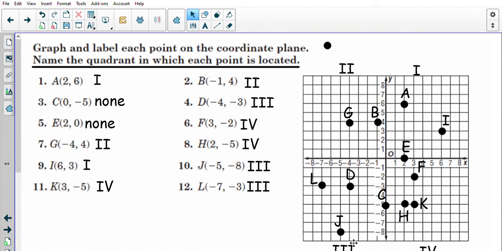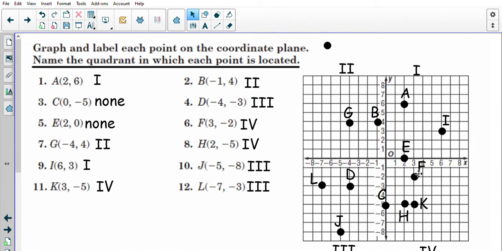Number 5, E is at 2, 0. We go right 2 units, up or down 0, label it with an E, and it is not in a quadrant. Point F, 3, -2. Start at 0, 0, go right 3, down 2, and we will end up in quadrant 4 for point F.